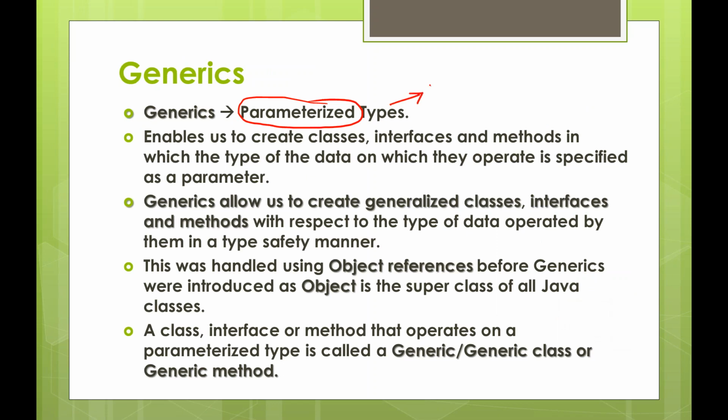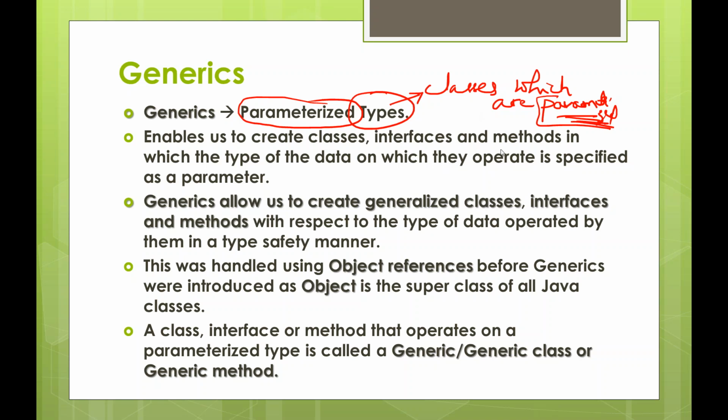Parameterized types are classes which are parameterized. We will see what is this parameter. Why do we call this parameterized, and how to actually create a generic type.